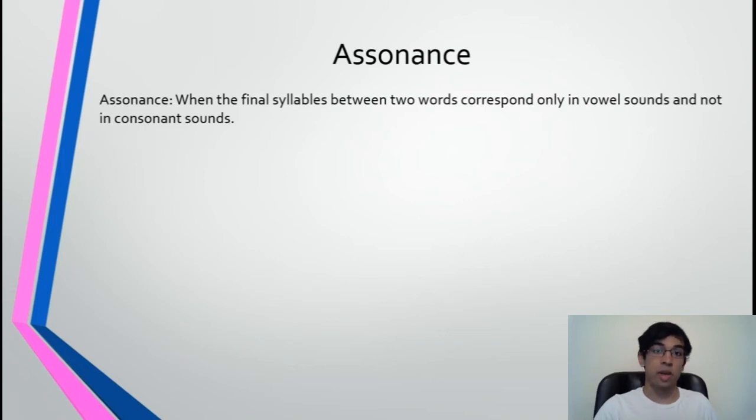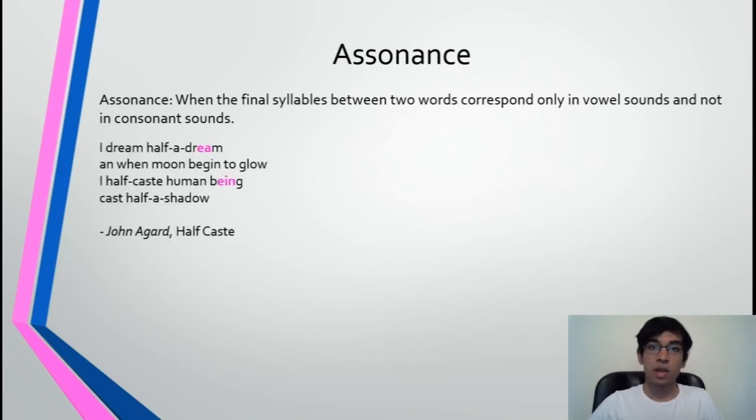So next we're going to be looking at assonance. Now, assonance is another partial rhyme. It's when the final syllables between two words correspond in the vowel sounds instead of the consonants. So with half rhyme we had only the consonants match up at the end. With assonance, only the vowel sounds match up at the end. Now let's take a look at this example from John Agard's Half Caste.